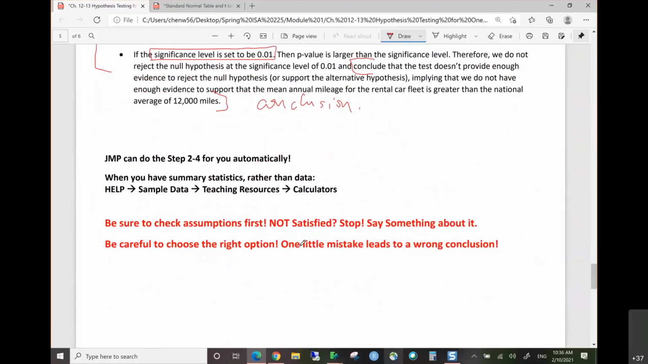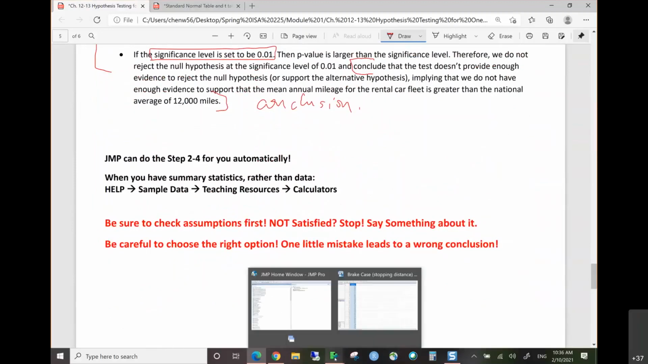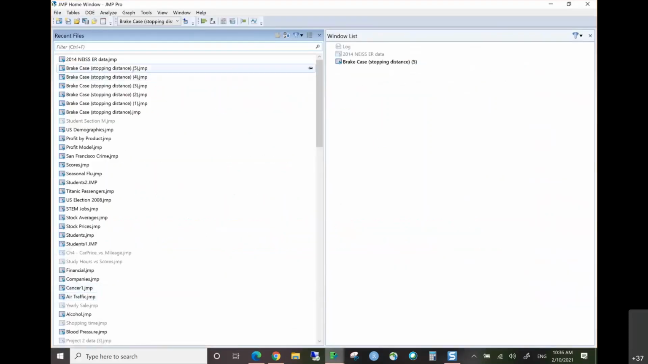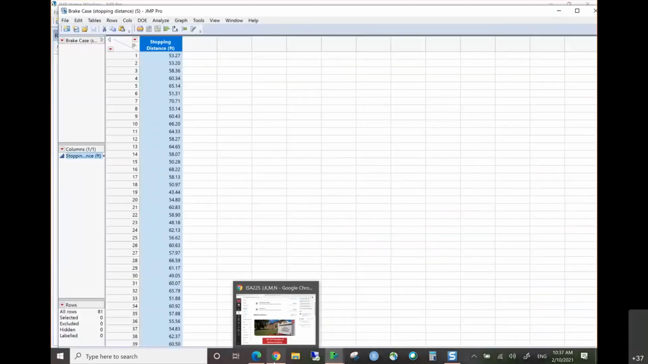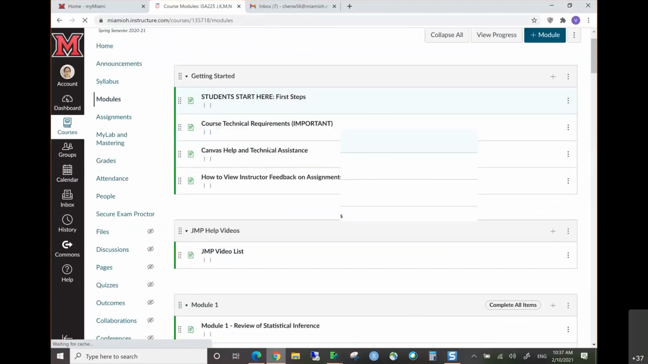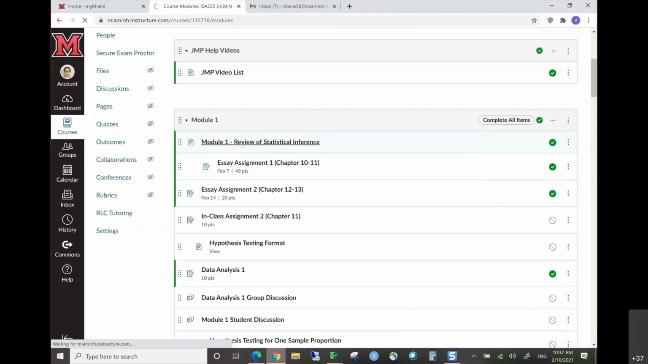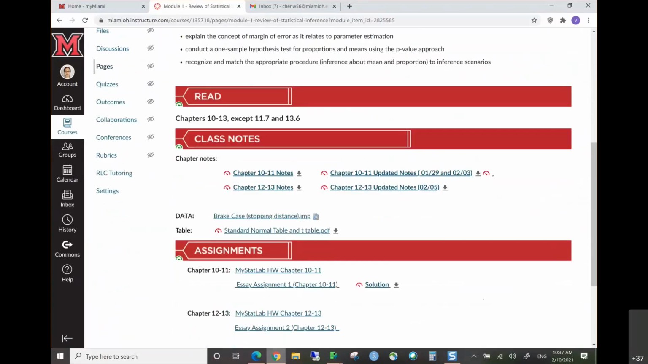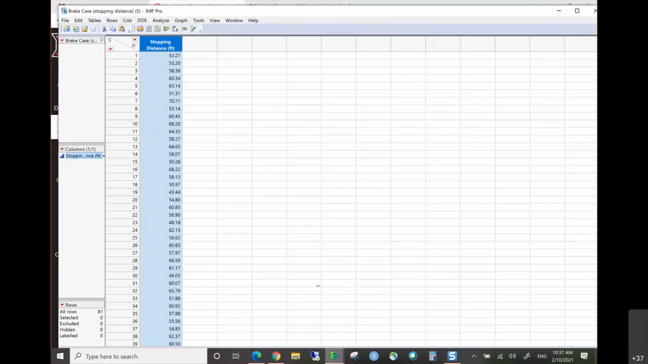Let's do something in JMP. Open your JMP, right? And then you should already have this brake case dataset. Open it. If you don't have it from the last class, then just click the modules and then click module 1 page. Right, and you should have this data set here. All right, everyone have this data set ready? Yep, everyone got it?